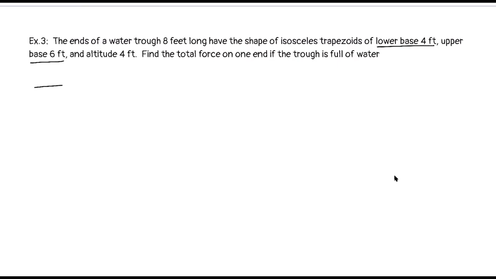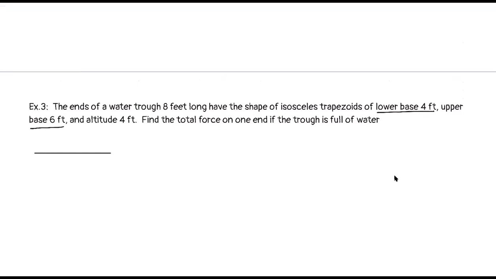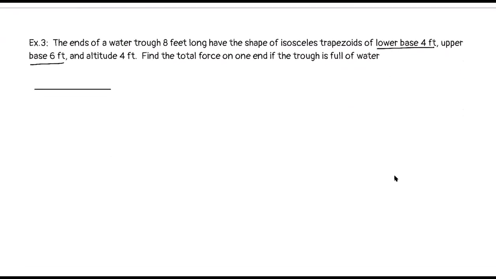So I've got this, which is the top of the trough. I've got the bottom of the trough. And then it's an isosceles trapezoid. That means that the two side pieces are the same length. So from here to here is the same as from here to here. Okay.